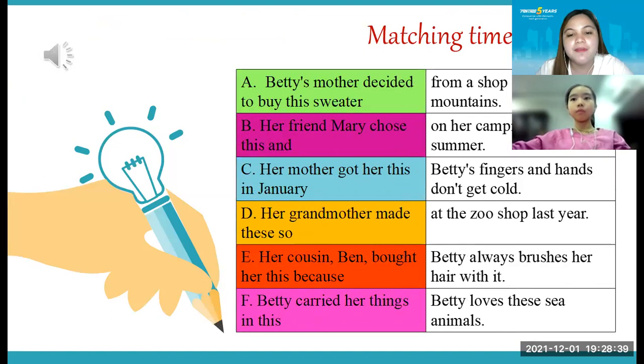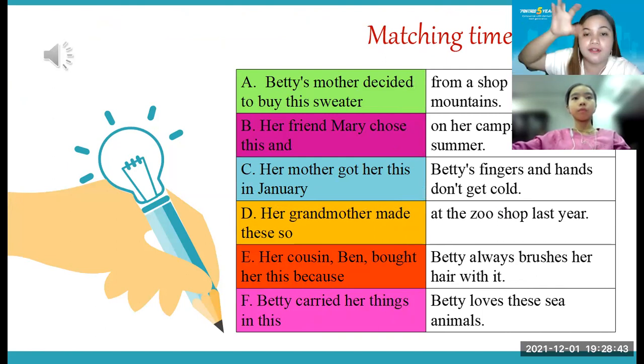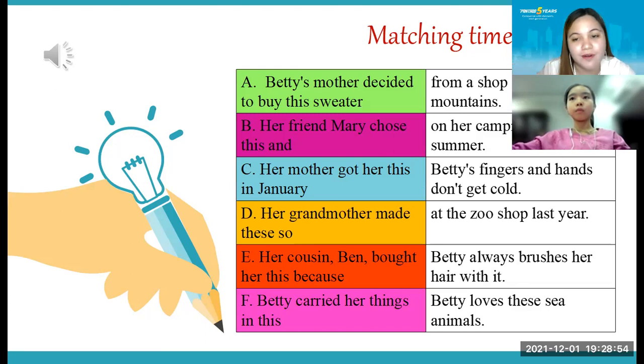Okay, so now let's match the two sentences. Okay, so Mary, you can see on the first side of the sentences, it has colors, right? Now, you're going to listen to a recording and then you have to match the sentences by coloring it with the same color, okay? Okay. All right, let's begin.